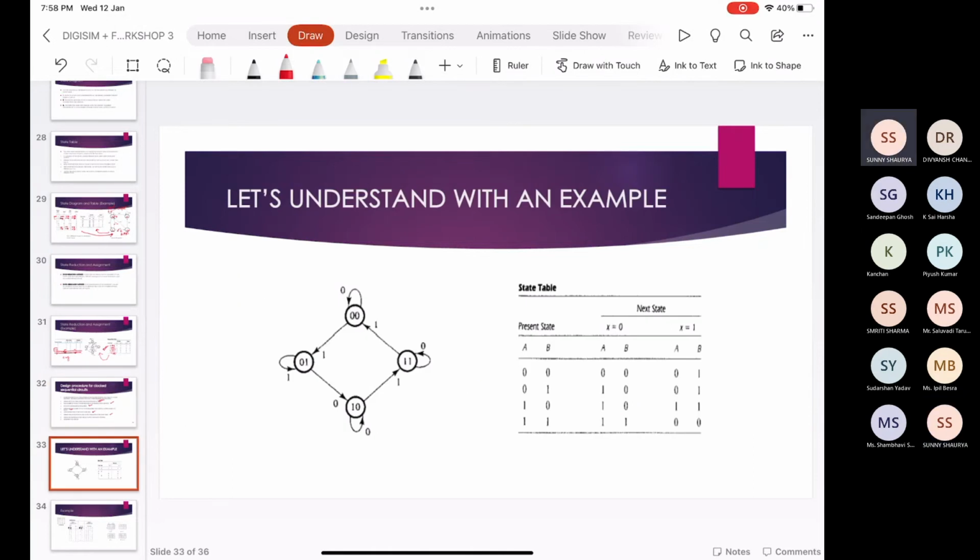Let's take an example. Here, this is the state diagram, and we are making the state table using the state diagram. The first state is 00. When the input is 0, then the next state is also 00, and when the input is 1, the next state is 01. For state 01, when input is 1, then the next state is 01, and when input is 0, next state is 10. Using this we can form the state table.